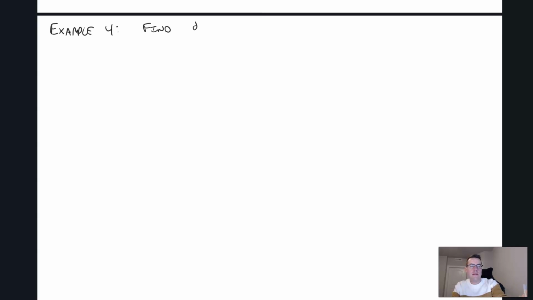Find dy/dx. In fact, maybe I'll have you guys take a stab at this first. So let's say we had sine of 4y squared plus 2x is equal to 3x to the 4th. Okay, why don't you pause this and see if you think you might be able to do this. Okay, try it out here.